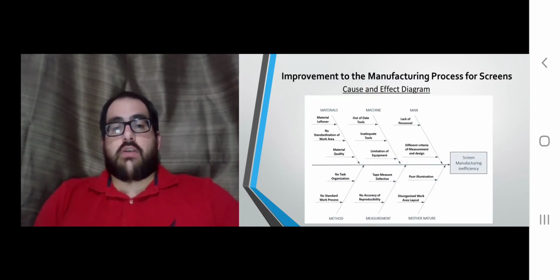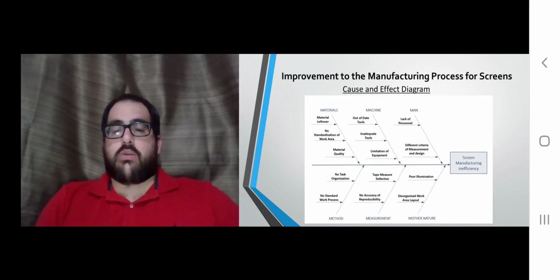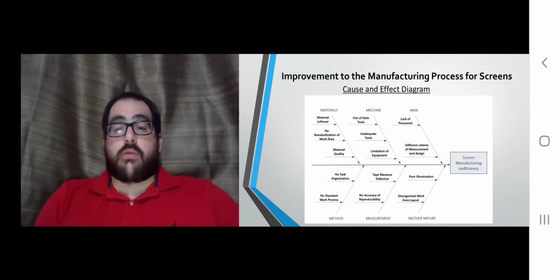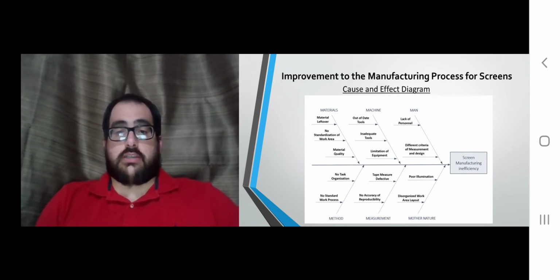In the cause and effect diagrams, we were looking to see what were the issues that they were having for the manufacturing process of nylon screens. In the area, we noticed that they lacked organization. They also lacked personnel, and they didn't have standard operating procedures for manufacturing screens.